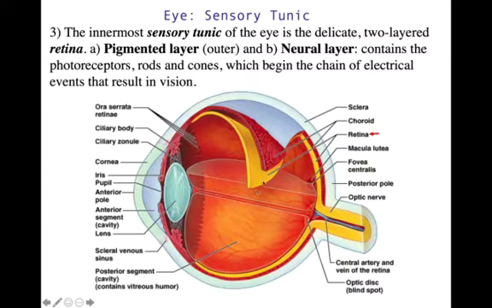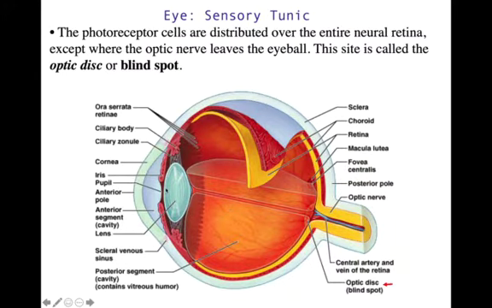Now, before I talk about the sensory tunic, which is this one here, what are these suspensory ligaments holding on to? Well, they're holding on to the lens. And the lens right here, which you do have to know for your lab exam, the function of the lens is that it focuses the light on the retina. You can picture light coming here, it hits your lens, bends the light, and focuses it somewhere on the retina. So here's your lens, focuses light on the retina.